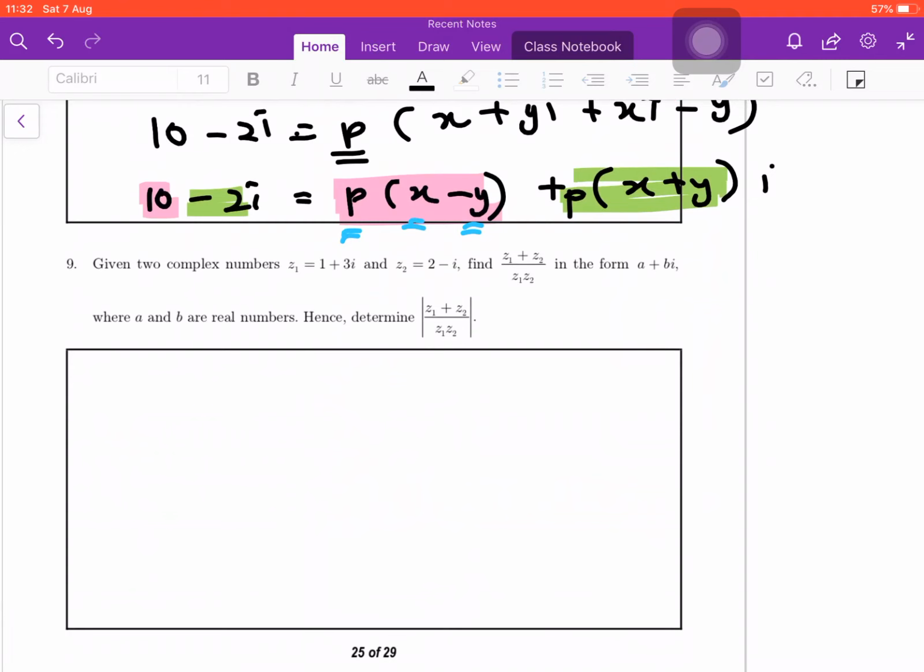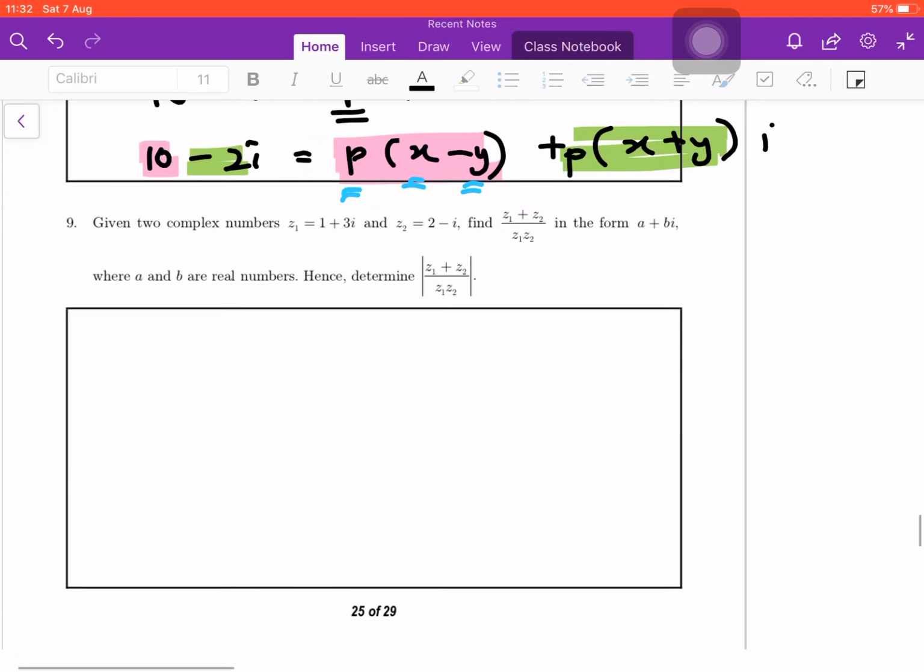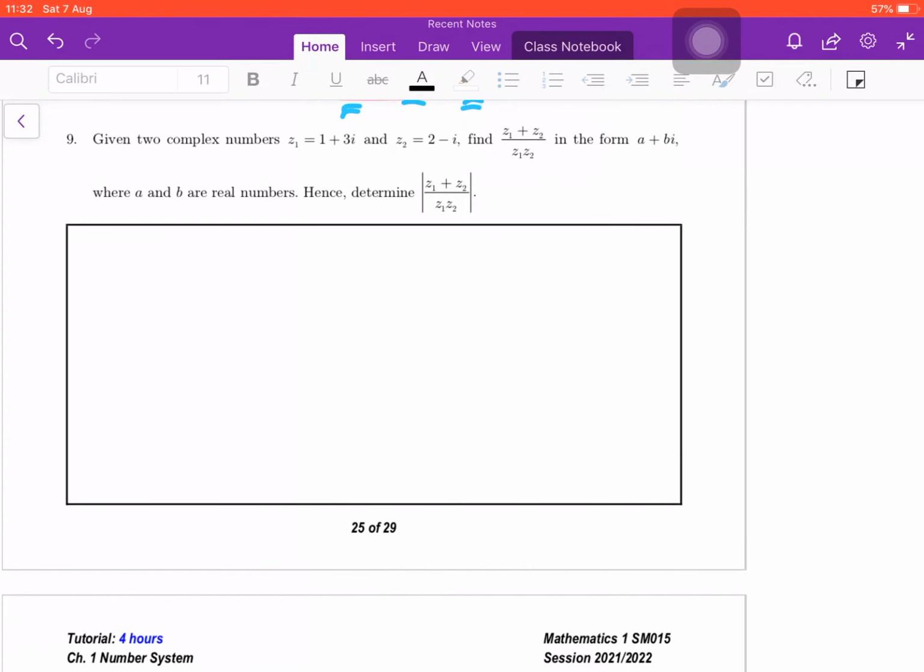Okay, so kita ada 2 lagi soalan untuk dibincangkan. Soalan nombor 9 dan juga soalan nombor 12. Okay, soalan nombor 9. Given two complex numbers, Z1 is equal to 1 plus 3i and Z2 is equal to 2 minus i. Okay, dia dah bagi awak 2 complex numbers. And then, dia suruh awak find. Okay, dia bagi ke awak satu expression dekat situ. Okay, maksudnya awak kena substitute lah Z1 and Z2 ke dalam expression itu.